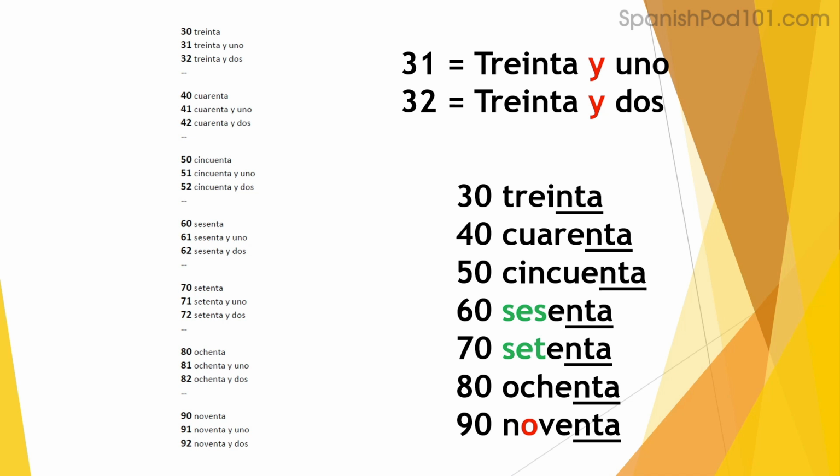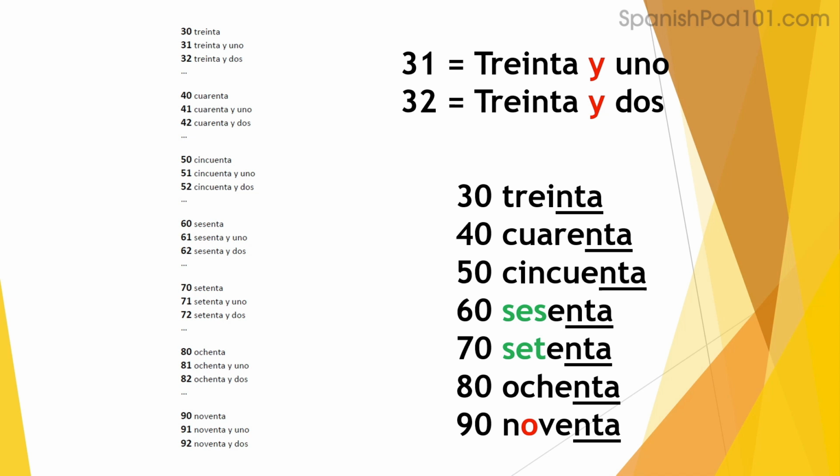So 41, sorry, it's 40 and 1. 42, 40 and 2. 41, 42, etc. So it's quite easy. It's fairly simple, we can say. Bien, let's practice the tens, or the decimals. Please repeat.